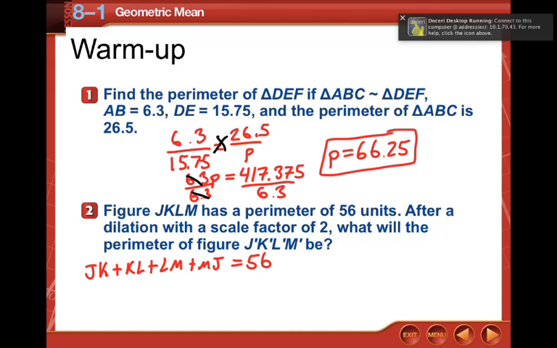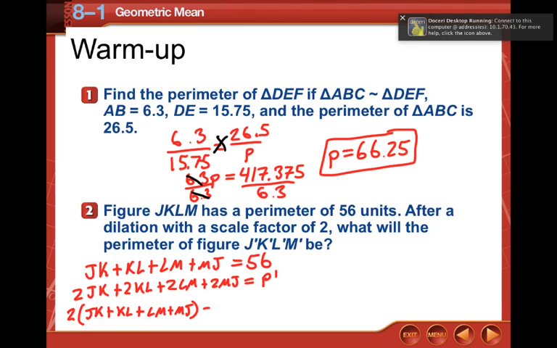When we do our dilation, each part is multiplied by 2. So 2 times JK, 2 times KL, 2 times LM, and 2 times MJ. That's equal to our new perimeter, what we're trying to find. We'll call it P prime. Now, if you notice, everything on the left side of our last equation has a 2 in front of it, which means we can factor that 2 out. So we have 2 times, in parentheses, JK plus KL plus LM plus MJ, still equal to P prime.